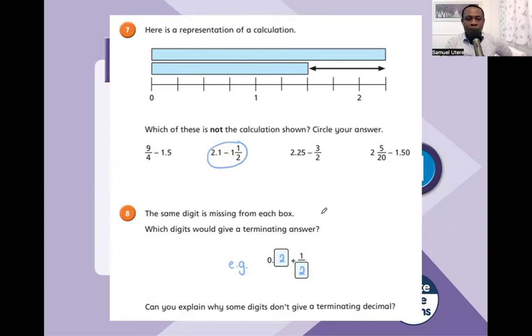Next, you're asked, the same digit is missing from each box. So let's move this out of the way. The same digit is represented in each box. Which digits would give a terminating answer? Okay, which digits will give a terminating answer? And these are the digits. Okay, 0.2 plus 0.5 will give you 0.7.